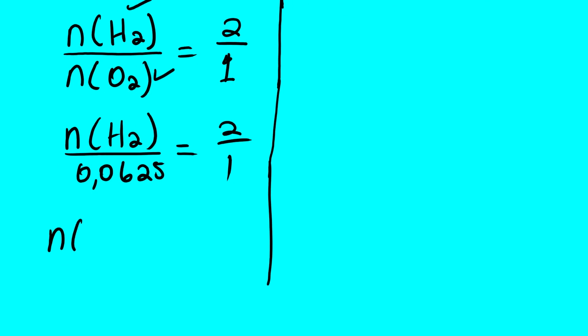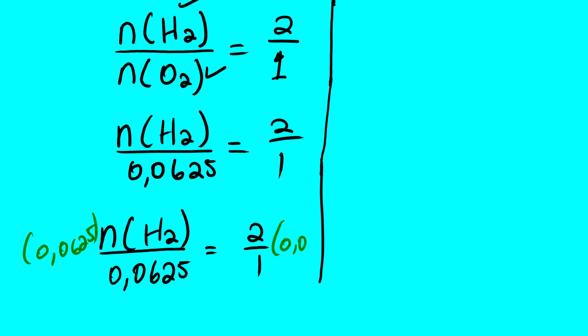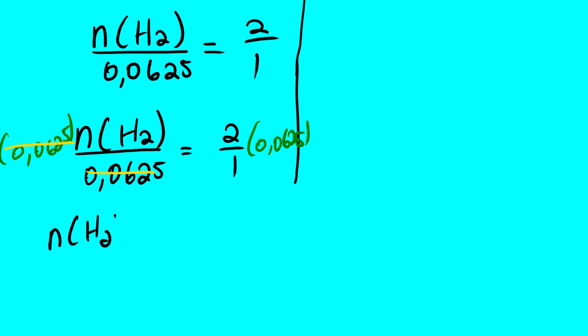We multiply both sides by the number causing the fraction. In this case, you want to get rid of that, so we multiply by 0.0625 on both sides. This will result into 1. Then we are left with n of hydrogen, which equals, let me quickly punch this, 0.125 mole.